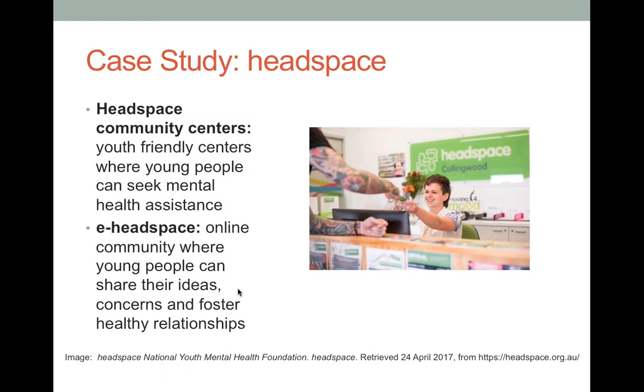The other really unique feature of Headspace is they have this online platform called eHeadspace, which is an online and telephone service that supports young people and their families. The online platform offers confidential support via phone or an online forum. And the other really unique feature is that they have this online forum where young people can form relationships and share in each other's struggles and really foster that sense of online community.